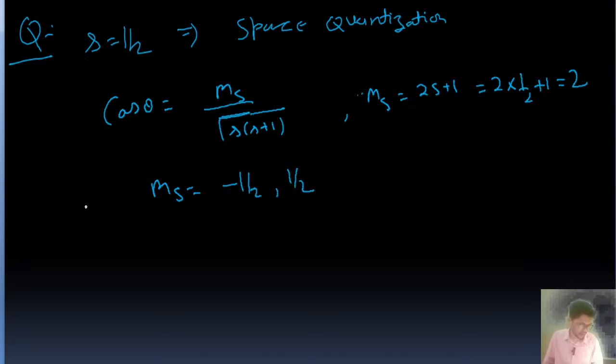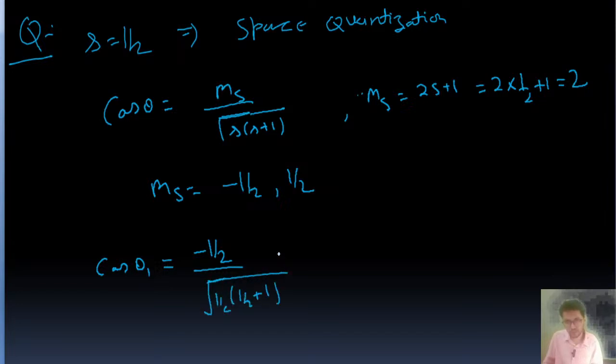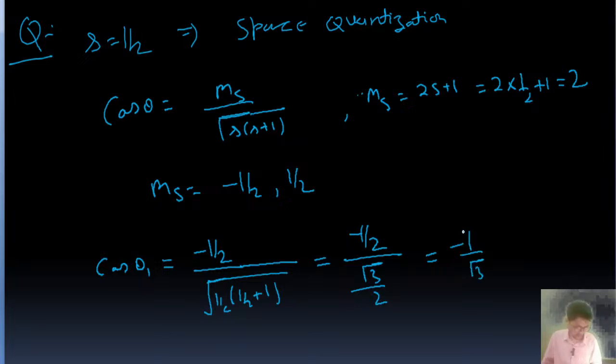Now we'll find cos theta 1. Cos theta 1 is going to be simple, minus 1 by 2 upon root 1 by 2 into 1 by 2 plus 1. This value is going to be minus 1 by 2 upon root 3 by 2, and this value is going to be minus 1 upon root 3. Minus 1 upon root 3, this is the cos theta 1.